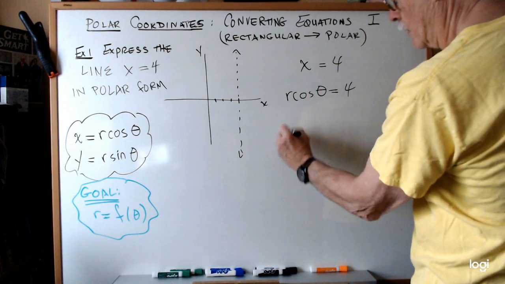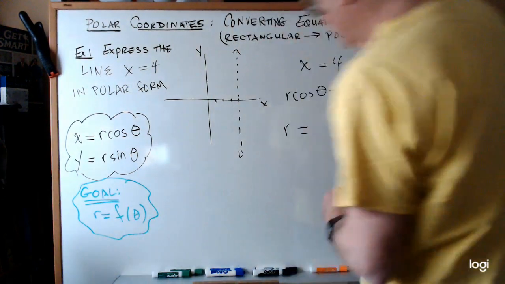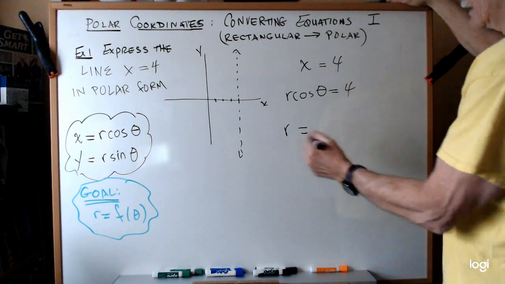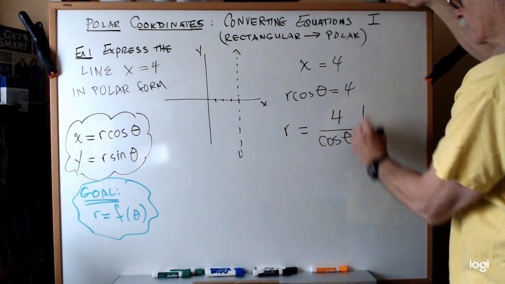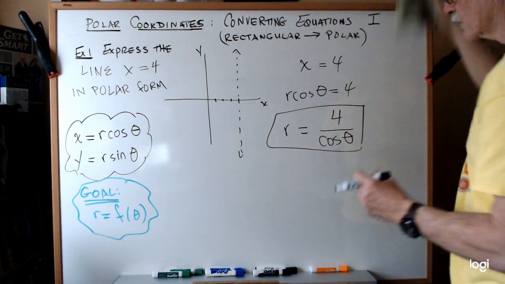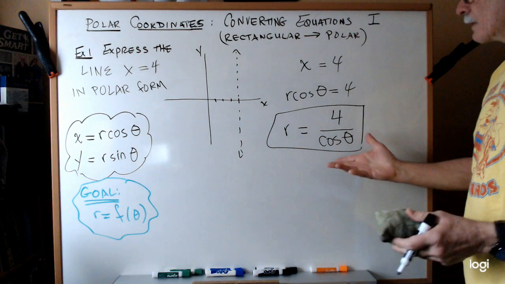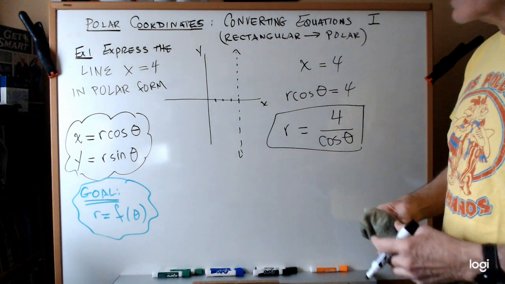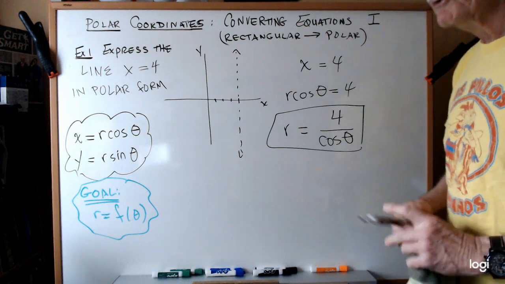And again, solve for r, because in polar form, r is a function of theta. Okay, so we get 4 over cosine theta. And that's pretty easy. And I guess if you wanted to, you could write this as 4 secant theta, but this is sufficient for our needs. Okay, so that was pretty easy. Let's now do a tough one.